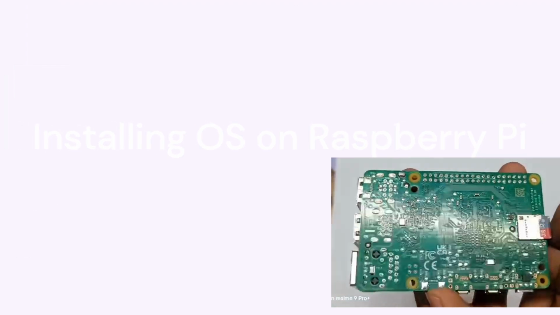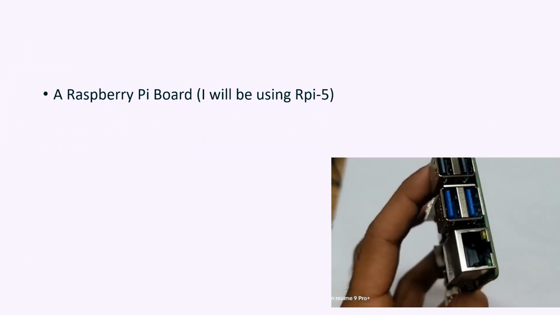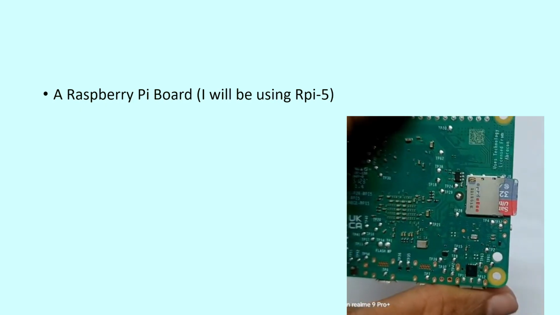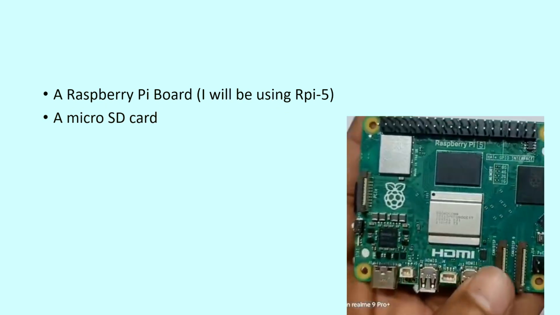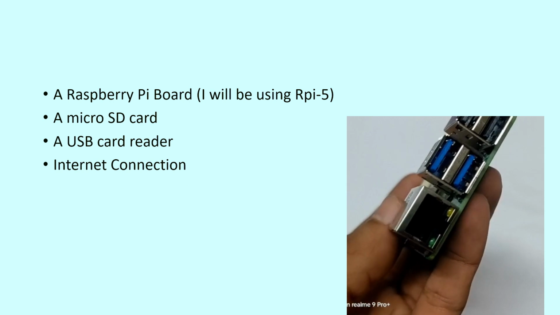Pi board using Raspberry Pi Imager tool. So for installing OS you need a Raspberry Pi board. I'll be using Raspberry Pi 5, a micro SD card, a USB card reader, and internet connection.